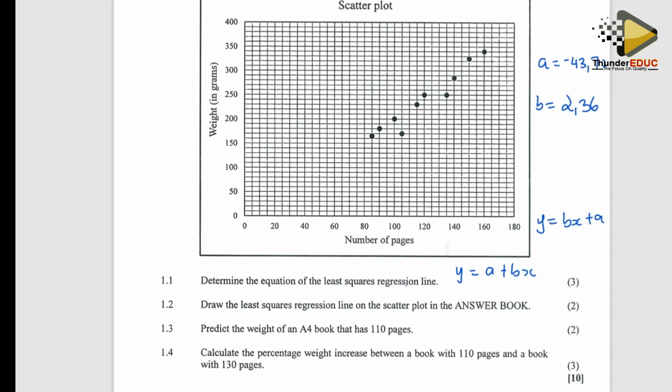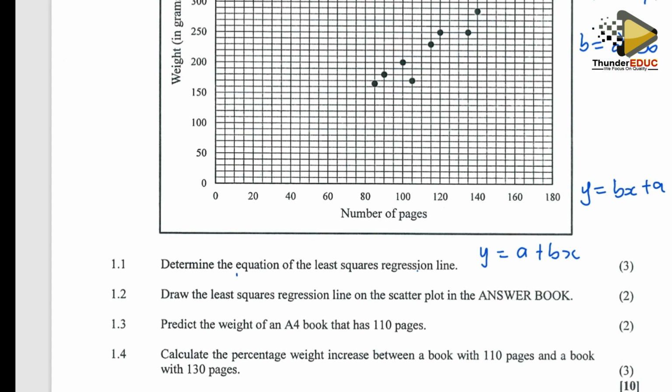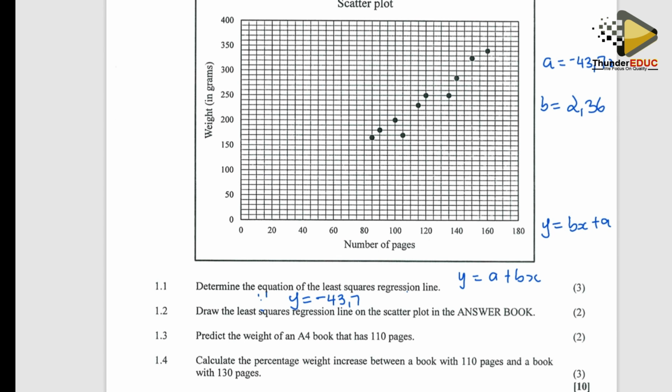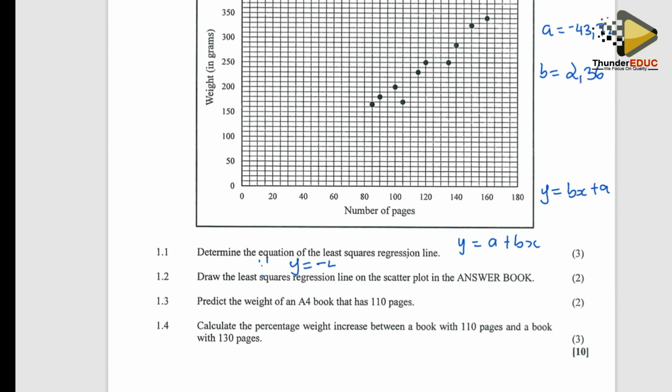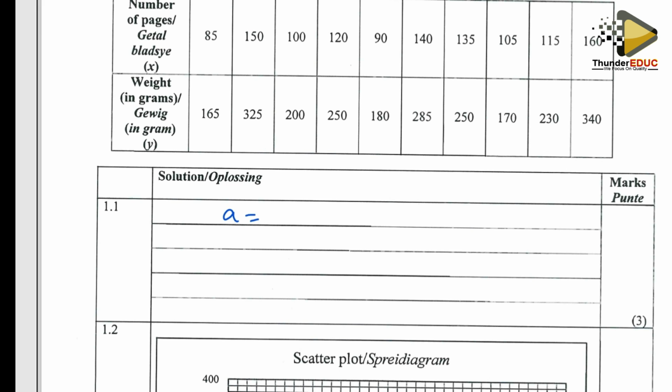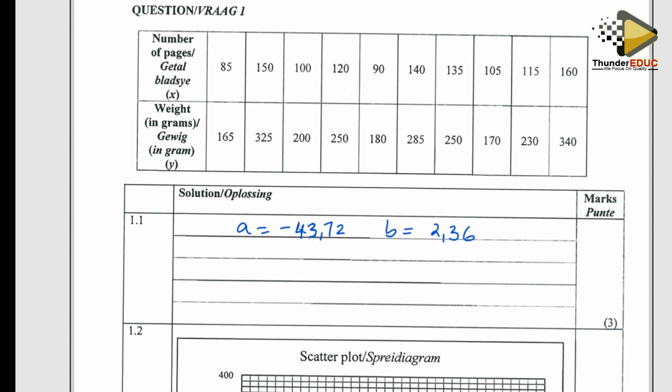So now my equation is going to be y is equal to negative 43.72. Let me erase this once and rewrite it. So we said a is negative 43.72. Then we said b is going to be 2.36. So our y is going to be negative 43.72 plus 2.36x. Okay, so that is the first part.